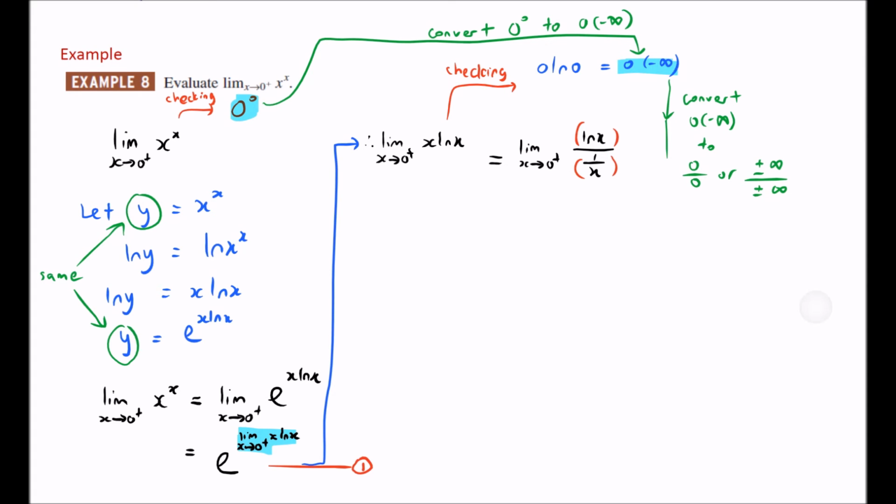Correct. Before you continue, you do checking. What do we get? We get ln 0 over 1 over 0. Now ln 0 is negative infinity, and 1 over 0 is infinity, so correct. We have converted, so this is the path. So since we are successful, now we can use L'Hopital's Rule. Now apply L'Hopital's Rule.